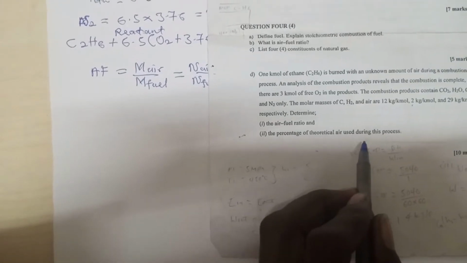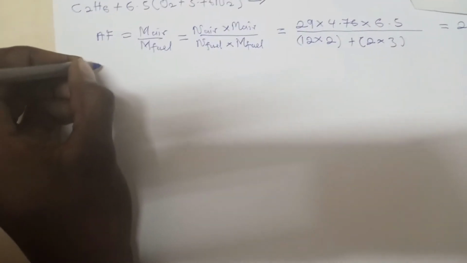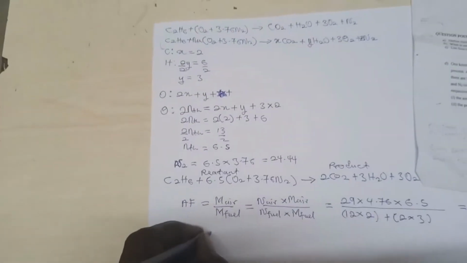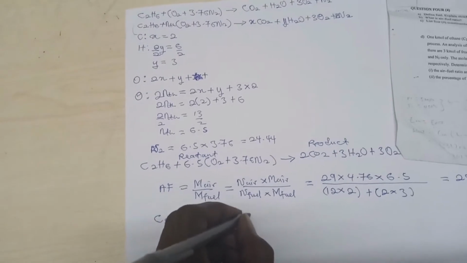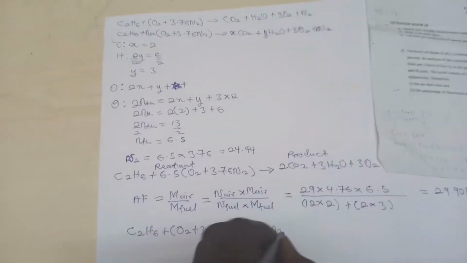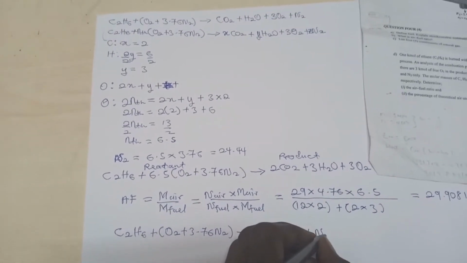Okay, now the question continues. He said you should calculate the percentage of the theoretical air used during this process. So now we have to find the theoretical air used during this process, so we are going to balance the chemical equation again. The fuel they give us in the question is C2H6 plus O2 plus 3.76 N2 equals CO2 plus H2O plus N2.